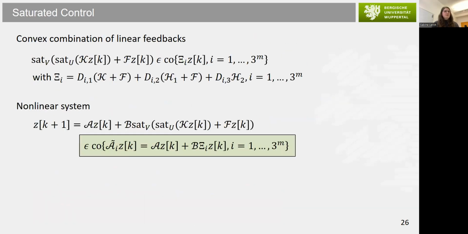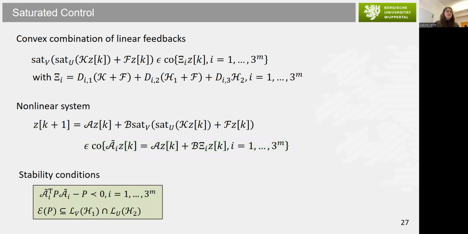If we can express the nonlinear function as a convex hull, then this means that we can also express the whole closed loop as a convex hull of vertex matrices. We call them AI tilde, and they are A plus B theta I. And then due to the convexity, it is sufficient to guarantee stability for all of those vertex matrices AI tilde in order to prove stability for the whole nonlinear system, as long as H1 and H2 do not saturate. So this is the second condition here.